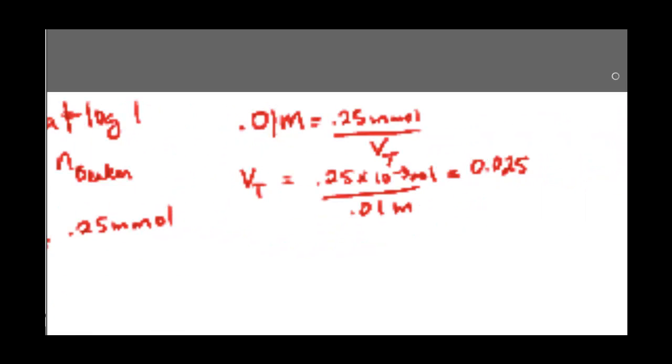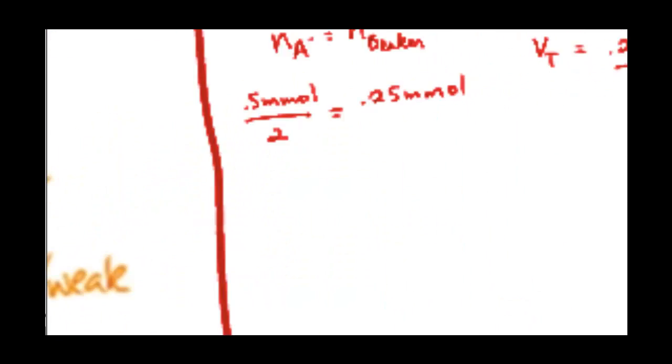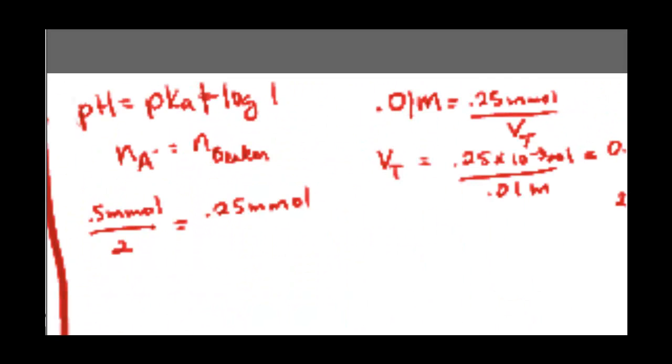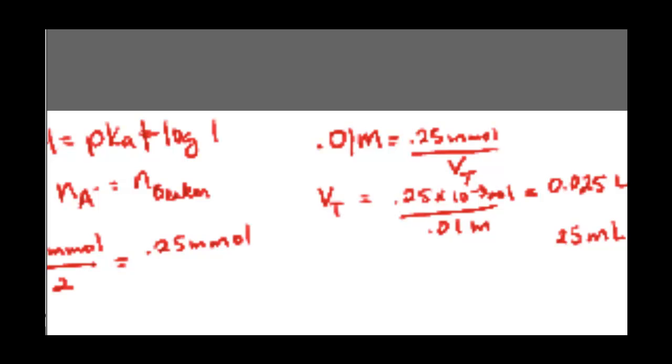So that would be the volume in liters, right? Because this was in moles, or molarity, which is moles over liters. So if we wanted milliliters, we'd multiply by 1,000. It'd be 25 milliliters, which is half of the volume of acid we had in the beaker.